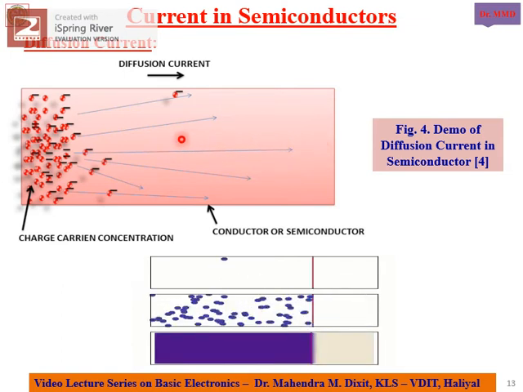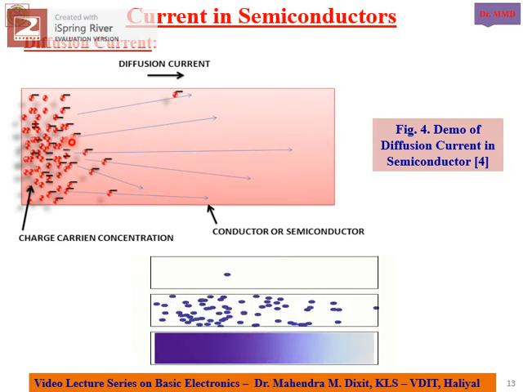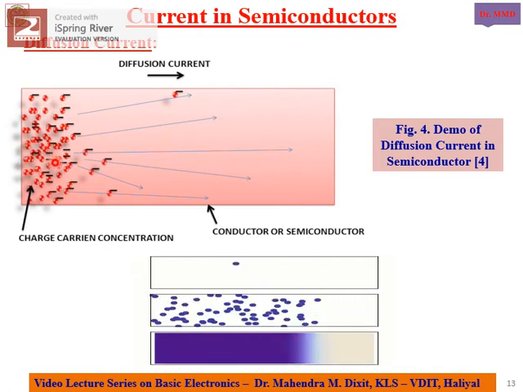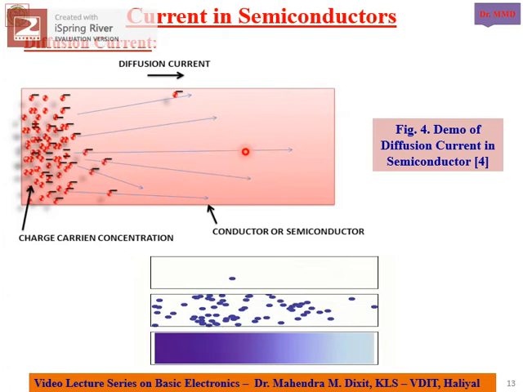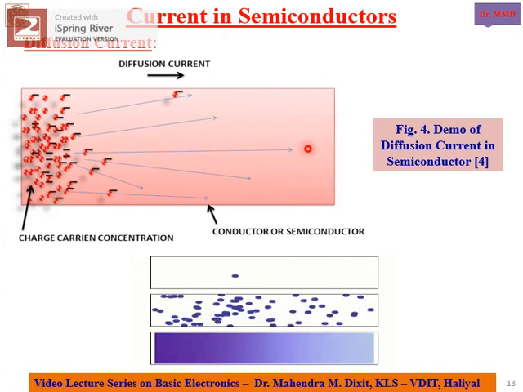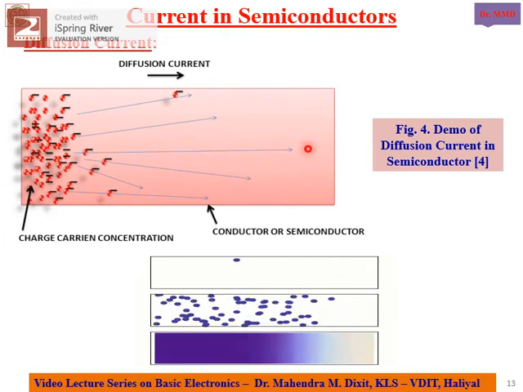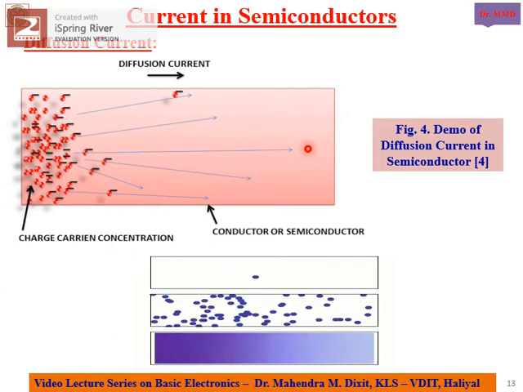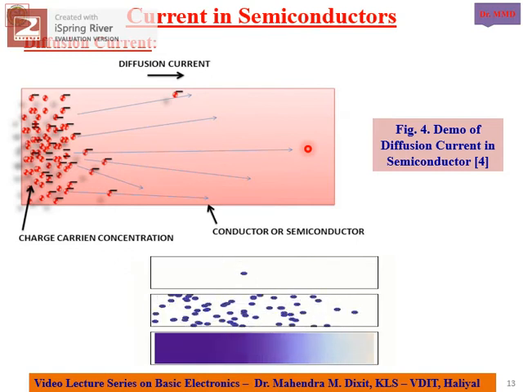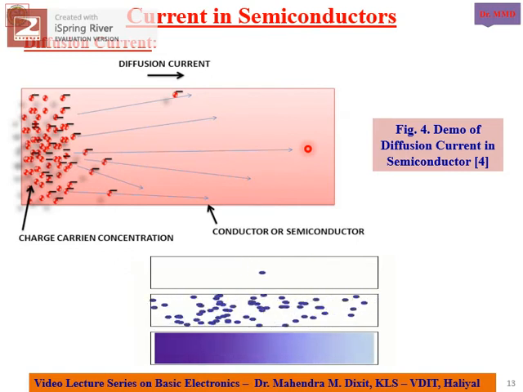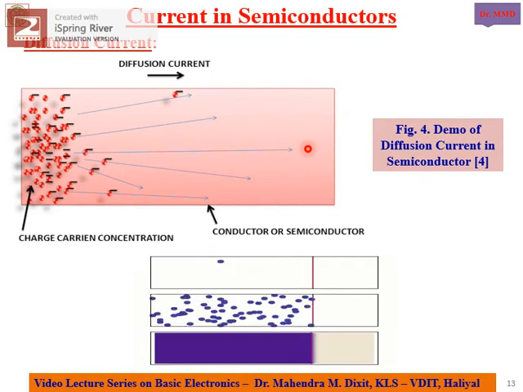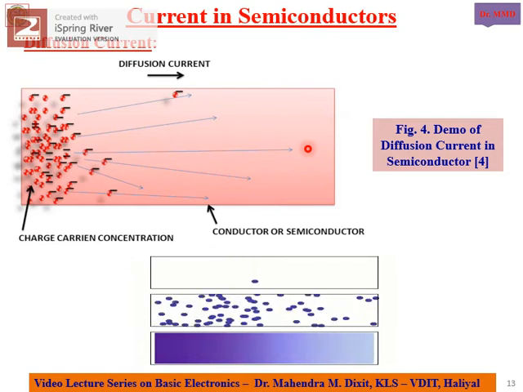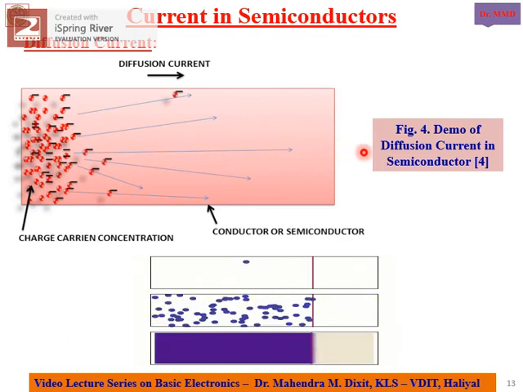As a result of the force of repulsion, the electrons that are situated in the high charge carrier concentration area tend to get diffused into the other side of the semiconductor material, where the low charge carrier concentration is present. The movement of such electrons from the high charge carrier concentration area to the low charge carrier concentration area constitutes a current, which is called the diffusion current.